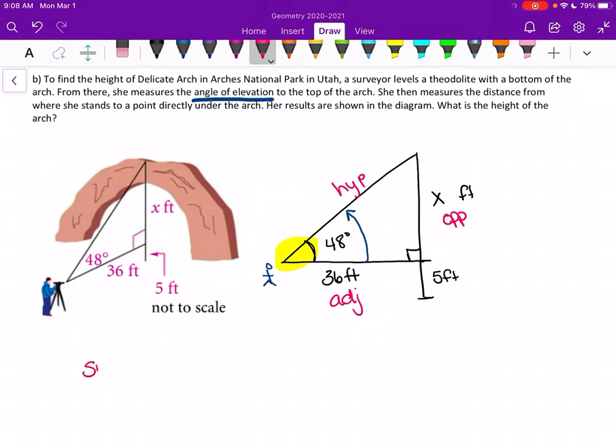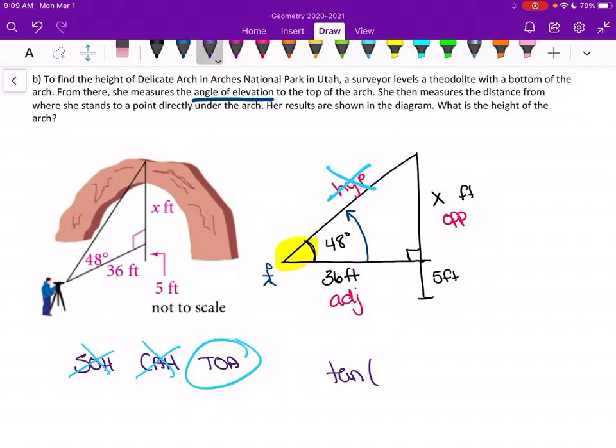So if I think about my ratios, so sine is SOHCAHTOA. So sine is opposite over hypotenuse, cosine is adjacent over hypotenuse, tangent is opposite over adjacent. I don't know the hypotenuse, so I'm going to eliminate the two trig functions that use hypotenuse. So that means I'm going to be working with tangent function for this. Okay, so the tangent of my angle, so 48 degrees, I know the measure, equals opposite x over 36.